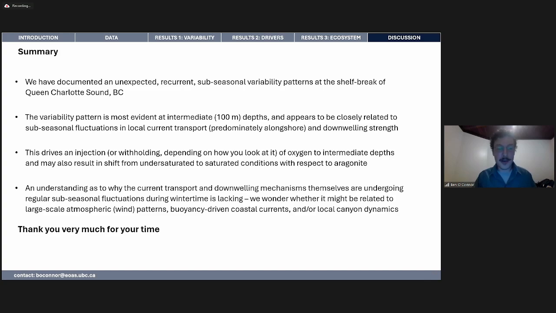Understanding why the current transport and downwelling is undergoing these subseasonal fluctuations, I'm still not clear on that. Some thoughts might be that it's related to large-scale atmospheric wind patterns. The local velocity is responding to local winds. I didn't have time to show that, but it is. Or possibly buoyancy-driven coastal currents and/or local canyon dynamics. So thank you very much for your time.